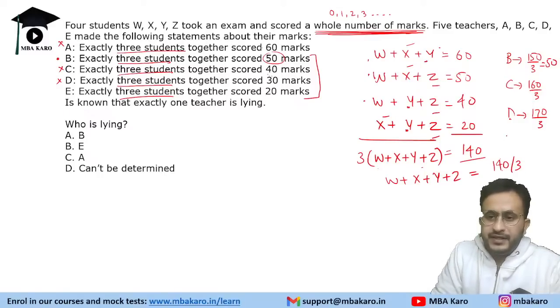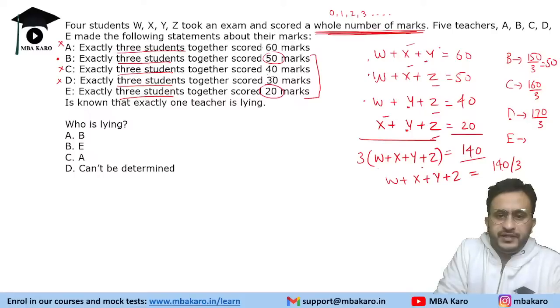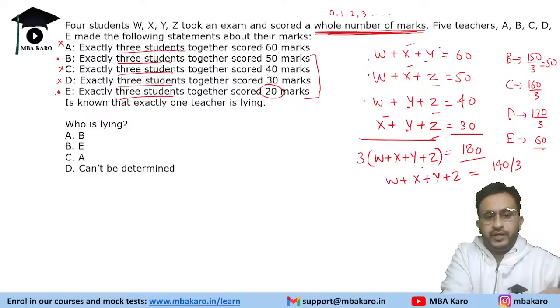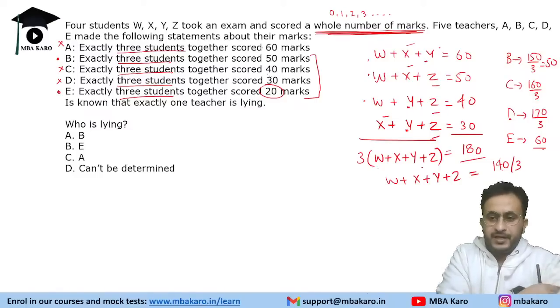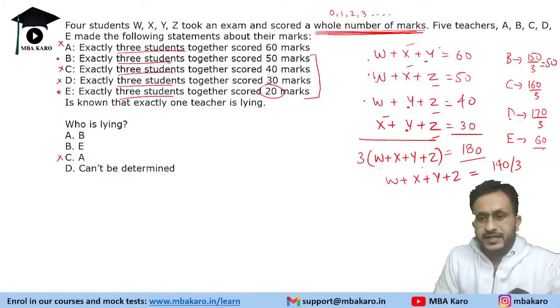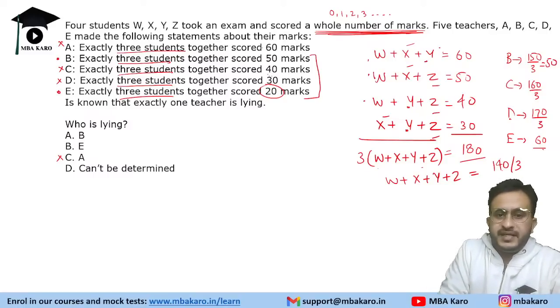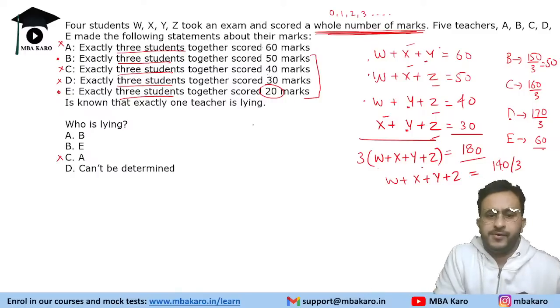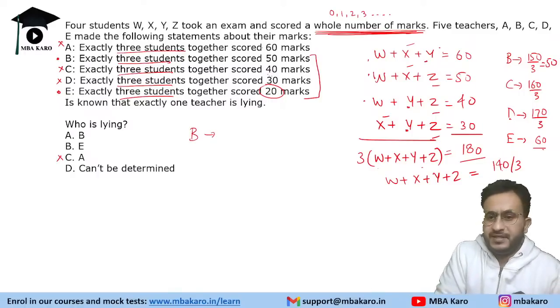And when we take E, suppose we take E as the liar, so we have the total as 180. And in case of E, it is coming as 60, right? So one out of D or B or E is the liar. Now it's again a difficult question after this also, because A is not there, but B and E. Now suppose we say that B is the liar.